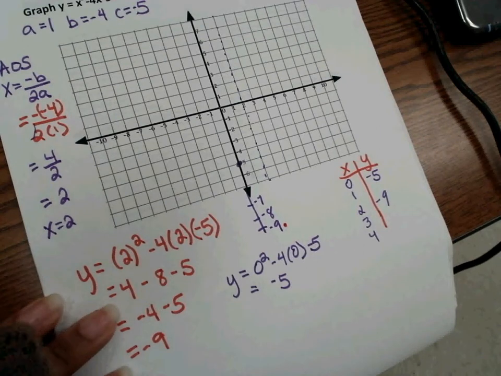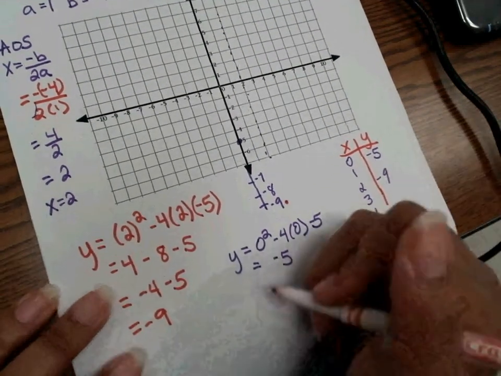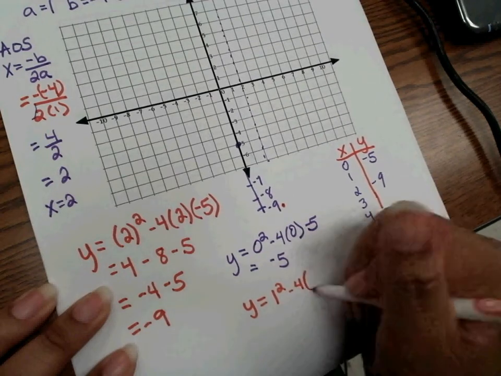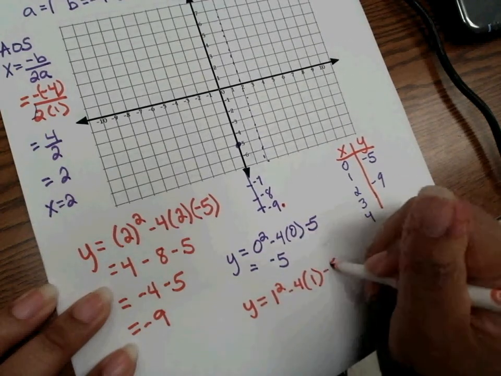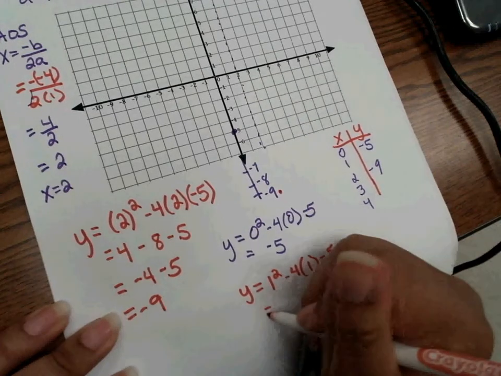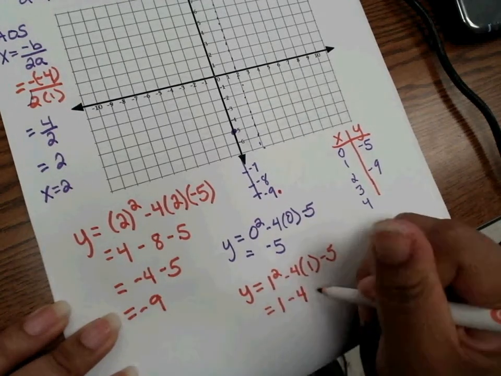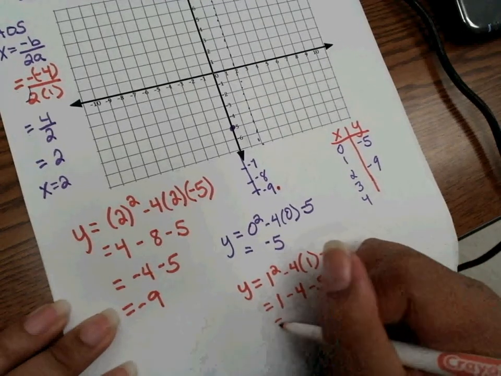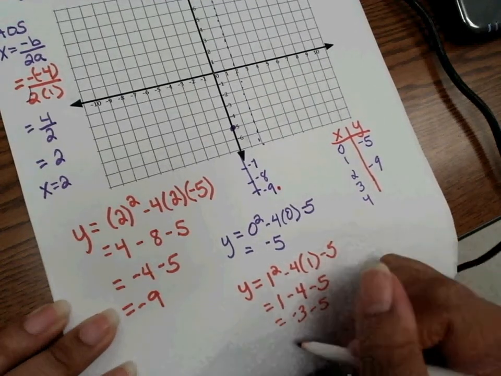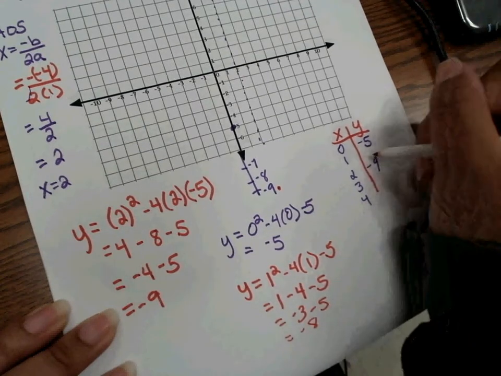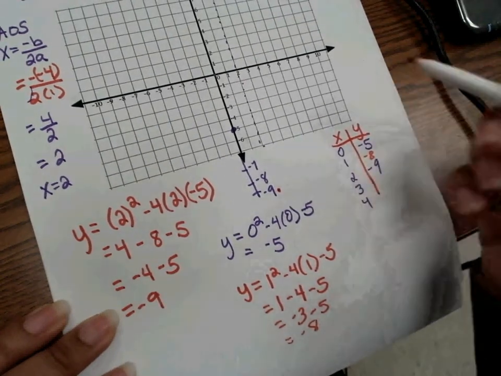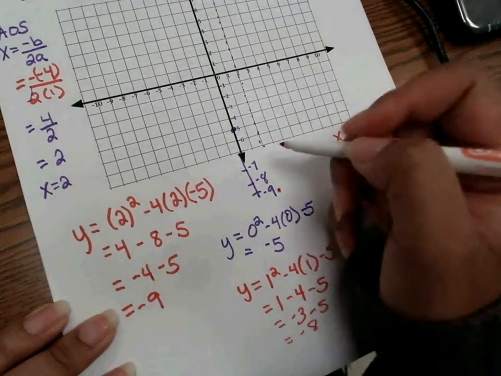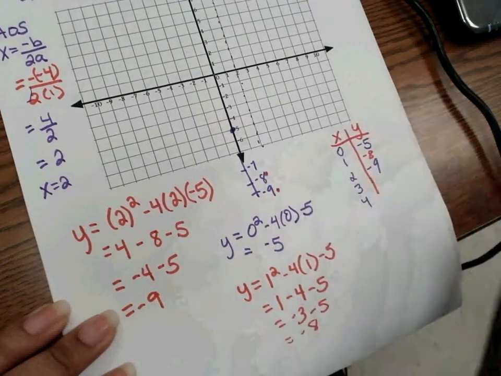Then I'm going to do my next point, which is 1. So y equals 1 squared minus 4 times 1 minus 5. And 1 squared is 1. 4 times 1 is -4 minus 5. So 1 minus 4 is -3, minus 5 is -8. So we have 1, -8. So 1, -8 would be right here.